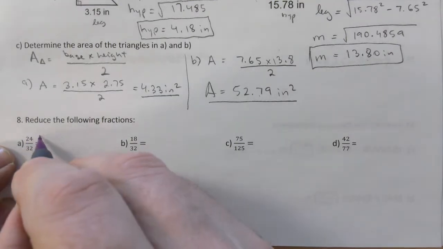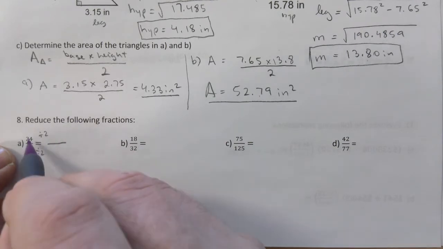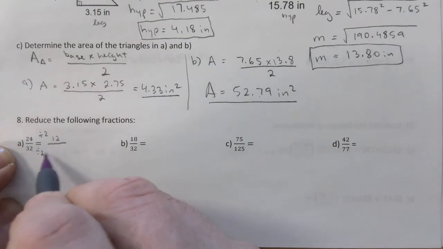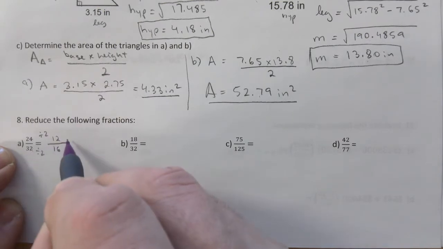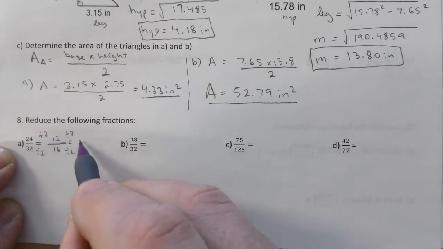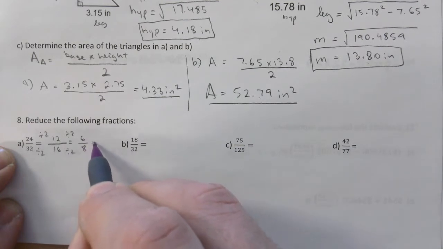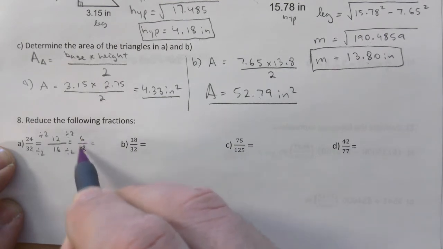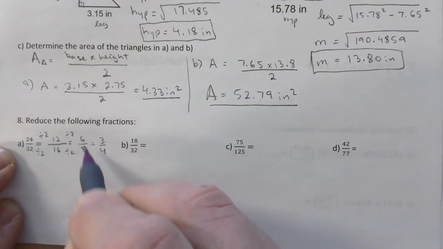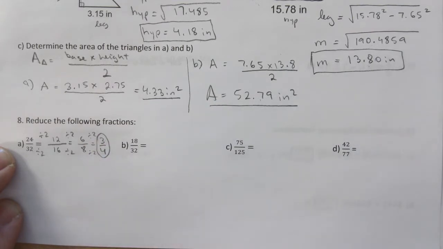So for example, they're both even. I can divide them both by 2. So half of 24 is 12. Half of 32 is 16. Keep going. Half of 12 is 6. Half of 16 is 8. They're still even, right? So I keep halving them. So that'd be 3 and 4. You just keep dividing by 2. It just worked out that way, okay?